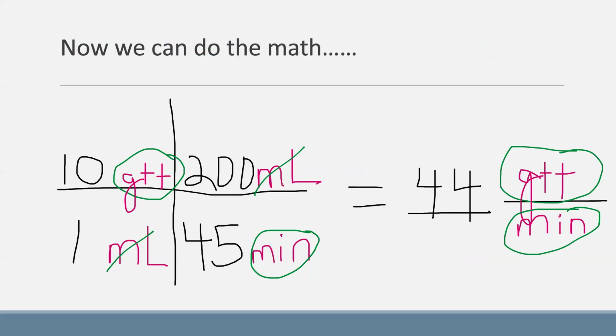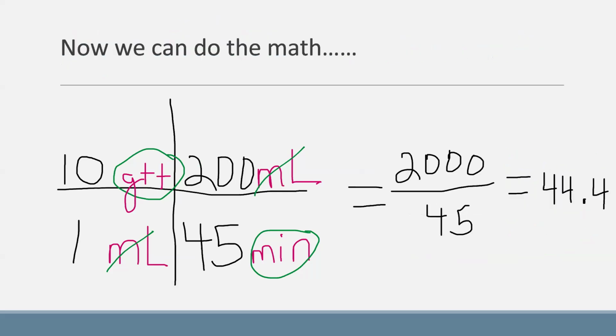Comes out to 2,000 on top over 45 on the bottom, which comes out to 44.4. So my final answer is 44. Good job. Yay! We survived the IV PowerPoint. Any questions? Okay.